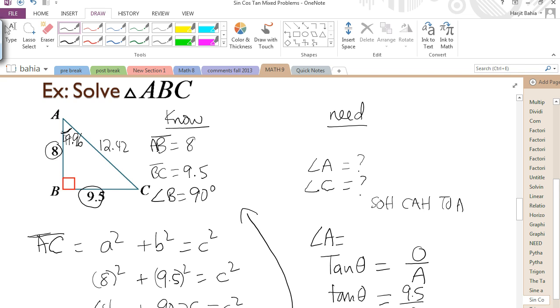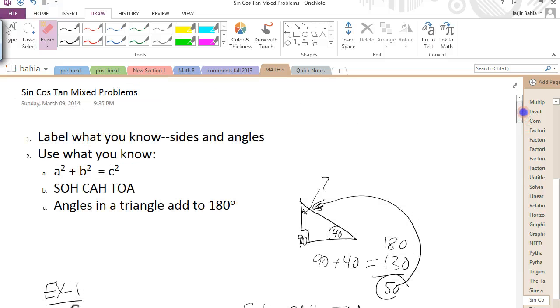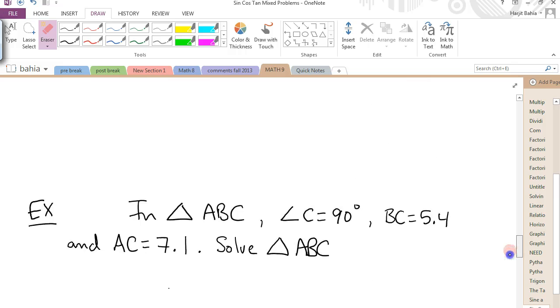Okay, so angle A is now in the known column. We figured it out. We're just left with angle C right here. We have two options. We could figure out angle C based on trigonometry, using the adjacent, the hypotenuse, the opposite. Or, why would you do all that when you can use this fact here, that angles in a triangle add to 180. If you know two of the angles, you can figure out the third one.